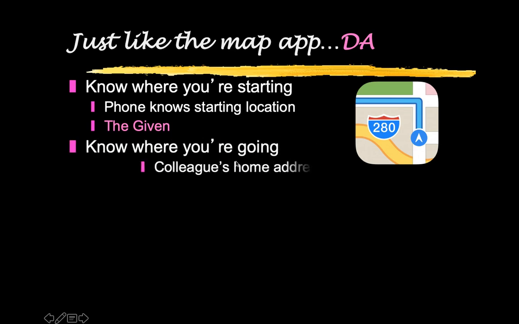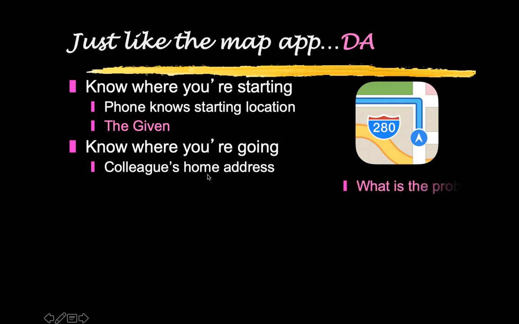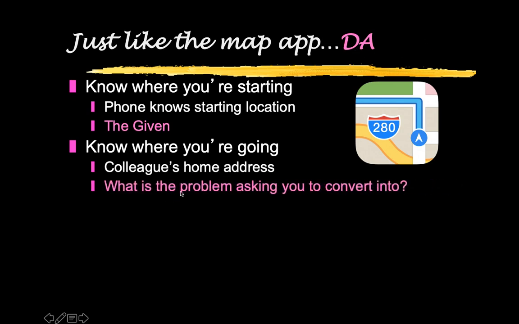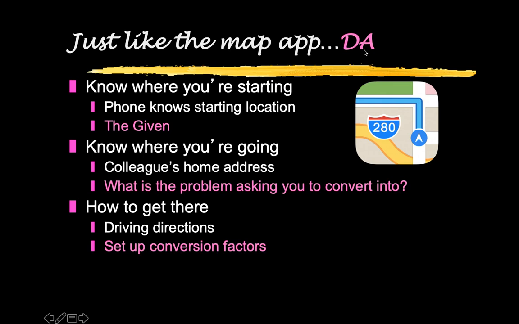Then you have to know where you're going. So in the map app, you had to type in some address, right? Or an intersection or a landmark. For DA, that will be figuring out, well, what's the problem asking you to convert into? Like, what are you trying to solve for? Like, what's the subject of the question? Then you need to know how to get there. So for the map app, that would be like the step-by-step driving directions that it gives you. But for DA, those are your conversion factors.